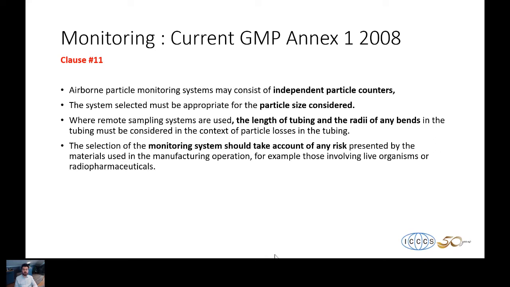The selection of the monitoring system should take account of any risk presented by the material used in the manufacturing operation, for example, those involving live organisms or radiopharmaceuticals.